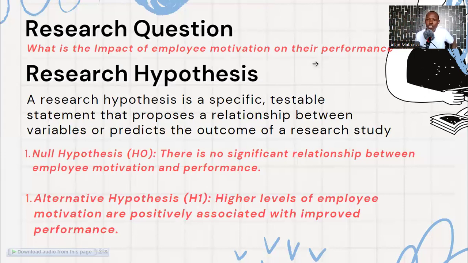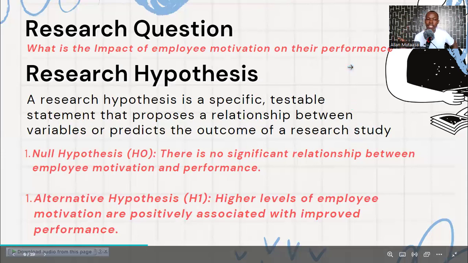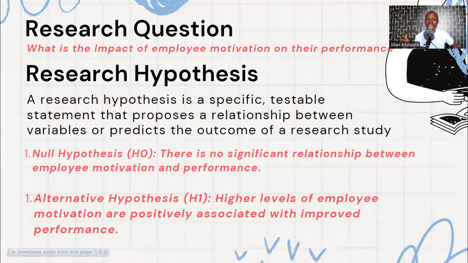It could be true, it could not be true. So a research hypothesis is the researcher's position on what they think the result of the independent variable is on the dependent variable. So if you think that there is no relationship between motivating people and their performance, you're going to write what we call a null hypothesis. This is when the researcher thinks that there is actually no relationship between the two variables, between employee motivation and performance. That is called a null hypothesis.